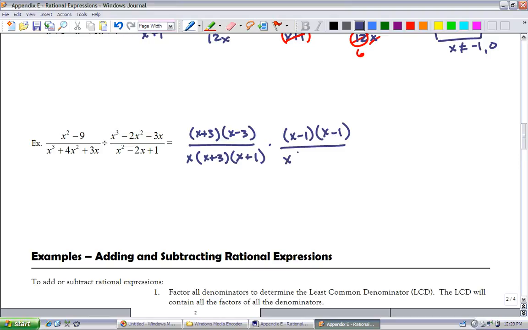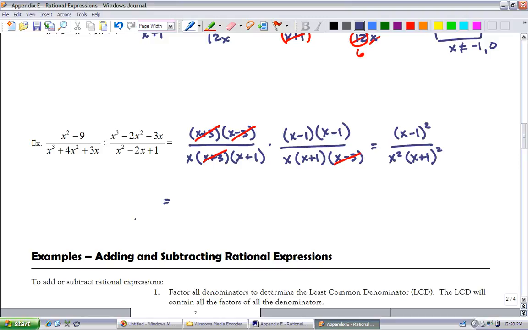So if I factored out an x, I would be left with a quadratic that could be factored to x plus 1 and x minus 3. So now we have this big mess. Let's start looking at common factors here. I have an x plus 3 and an x plus 3, and an x minus 3 and an x minus 3. And if you look, there's nothing else really that can factor. There's nothing else on the bottom that's on the top. So I can bring these together, and I'm really left with x minus 1 quantity squared over x squared times x plus 1 quantity squared.